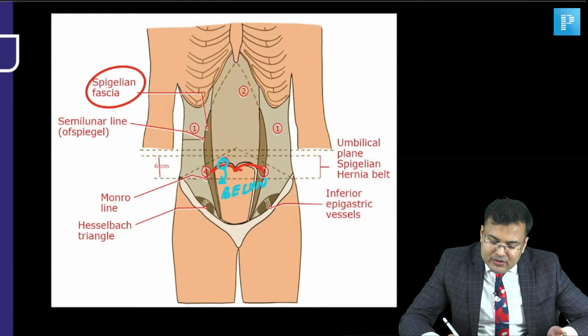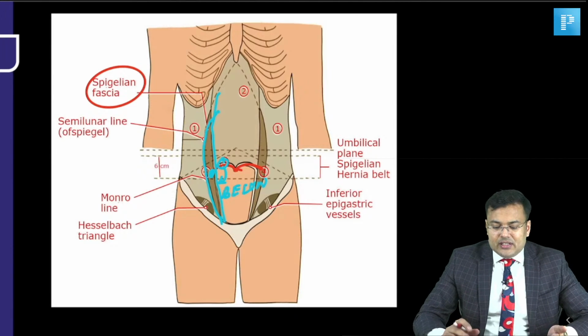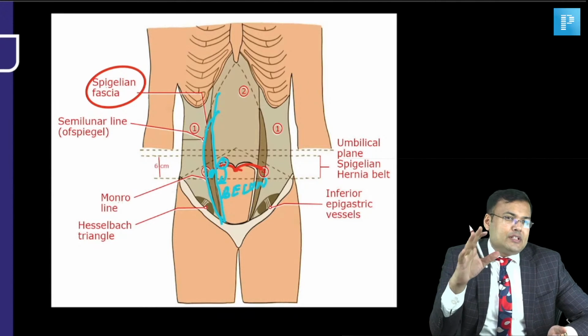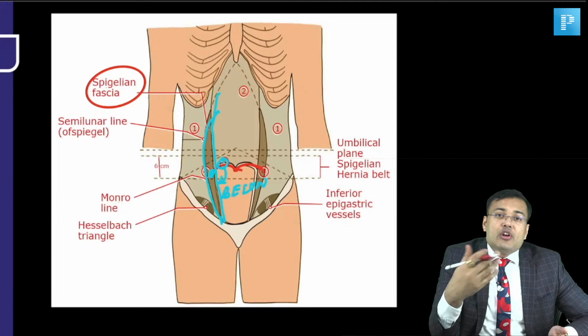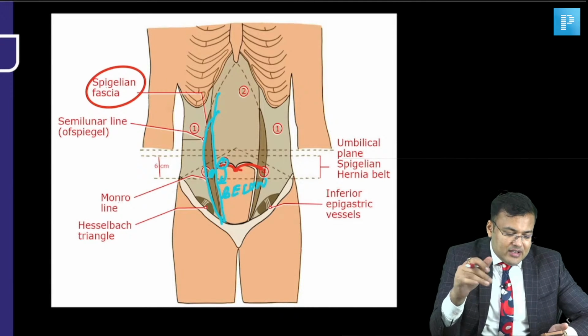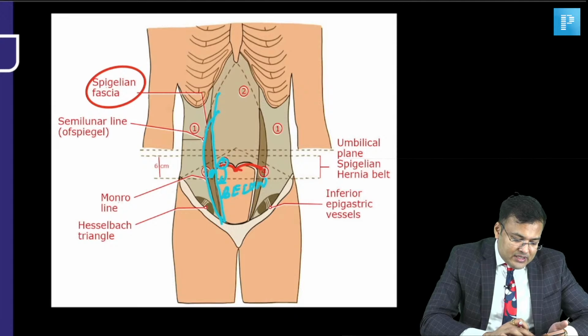Where exactly? Exactly at the lateral border. So what are the boundaries? You can see this is rectus abdominis and this is the semilunar line. So in this region, this spigelian hernia is going to occur. It is also known as interparietal hernia. What is the big problem? It is neither visible nor palpable. That's why for diagnosis you need ultrasound or CT. So there is delay in diagnosis.